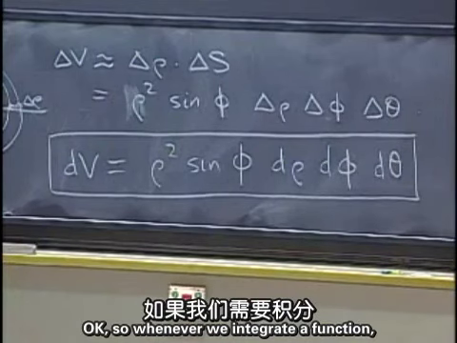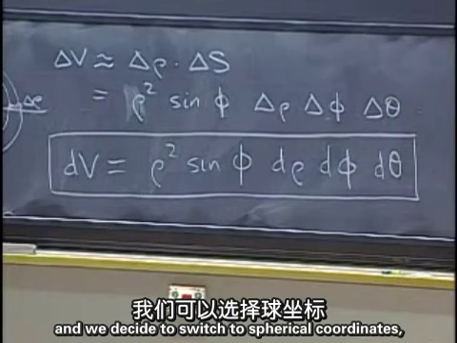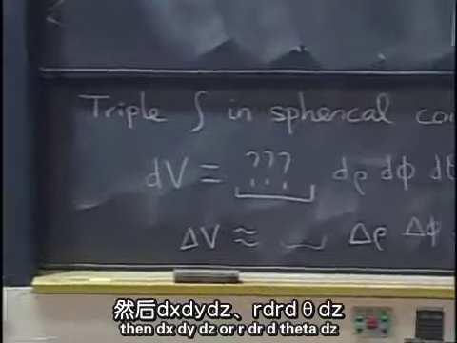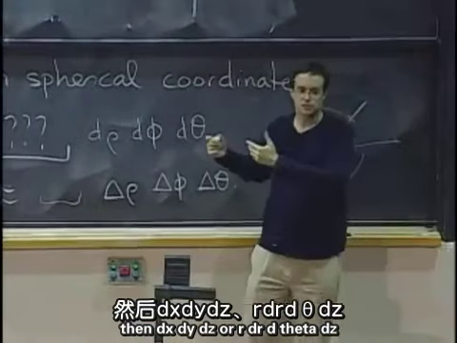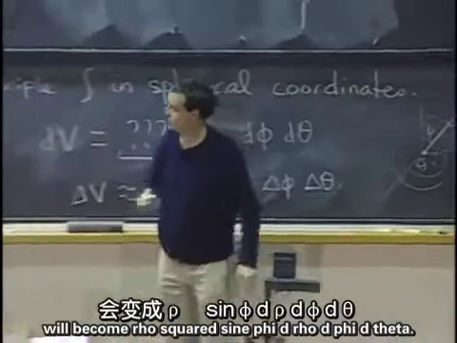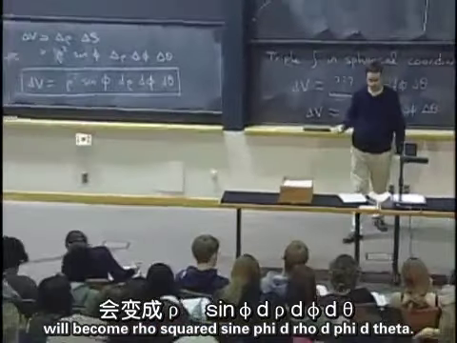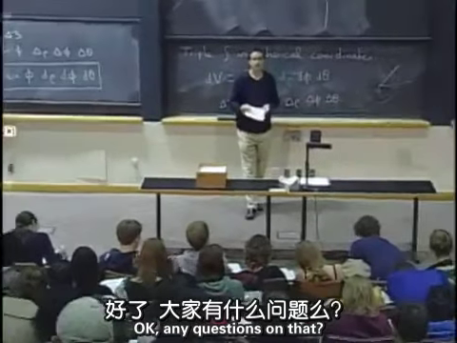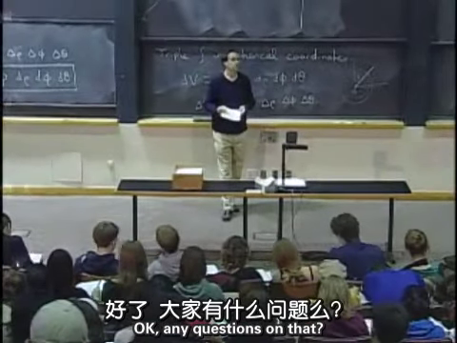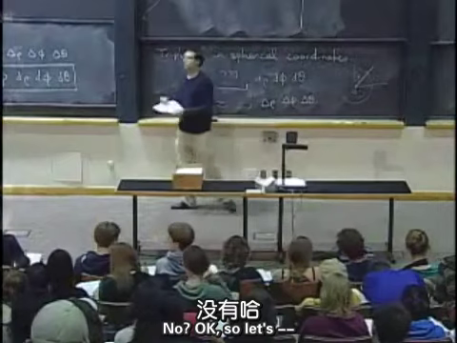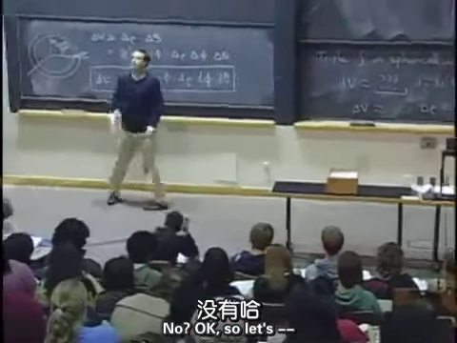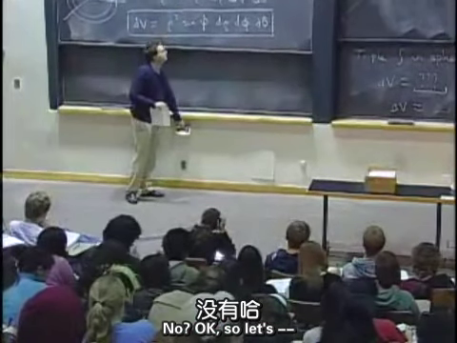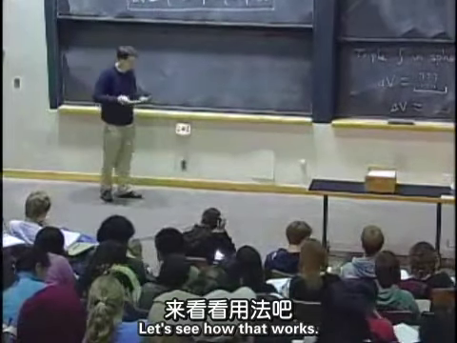Okay, so whenever we integrate a function and we decide to switch to spherical coordinates, then dx dy dz or r dr d theta dz will become rho squared sine phi d rho d phi d theta. Okay, any questions on that? No. Okay, so let's see how that works.